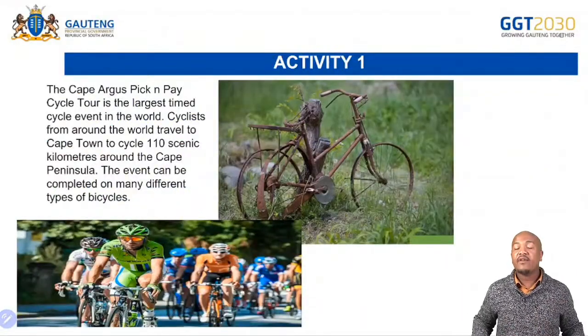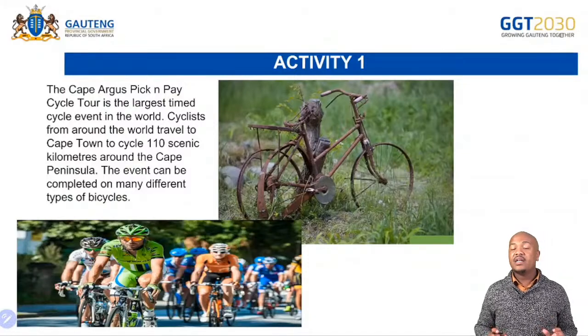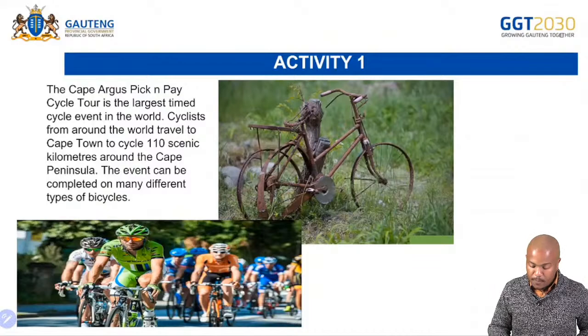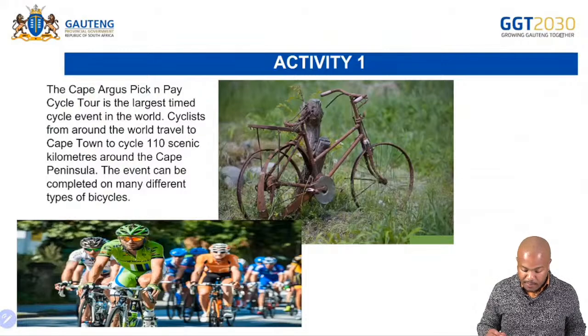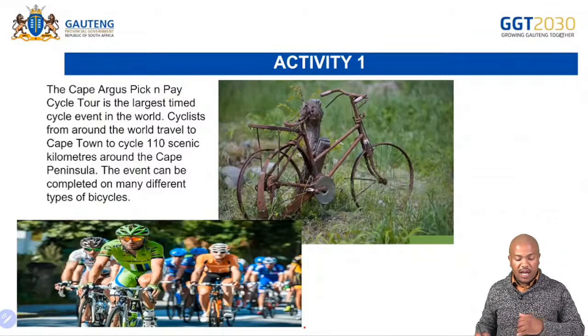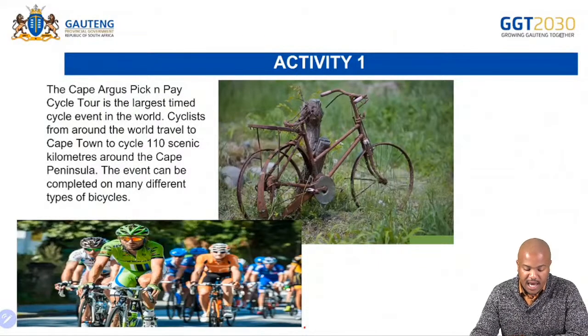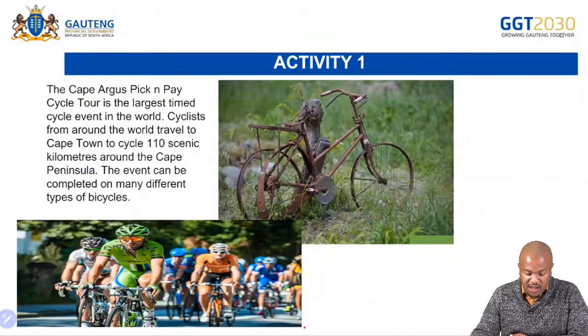So now here we have activity 1. Firstly, let me read this case study for you so that you have an idea of what we're going to talk about in this activity. You have a rusted bicycle and some people cycling here. It reads as follows: the Cape Argus Pick and Pay Cycle Tour is the largest timed cycle event in the world. Cyclists from around the world travel to Cape Town to cycle 110 scenic kilometers around the Cape Peninsula. The event can be completed on many different types of bicycles.